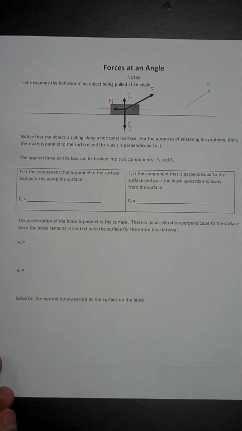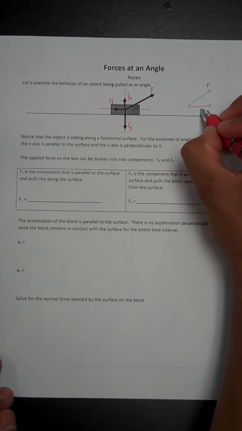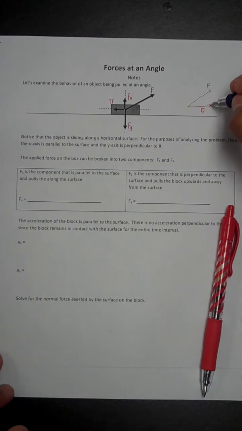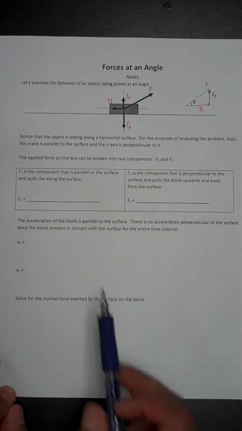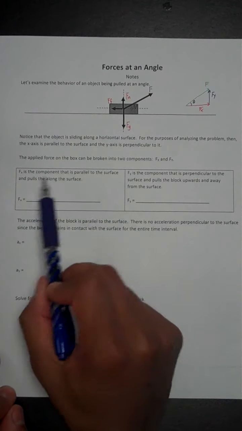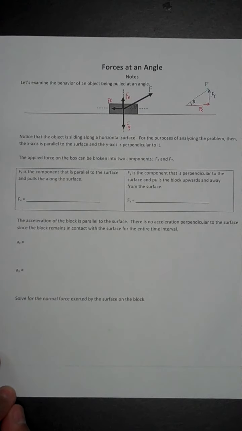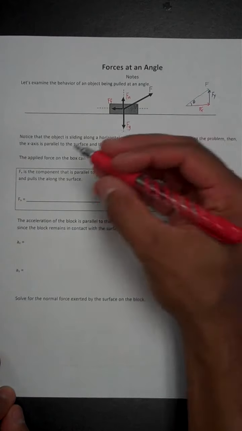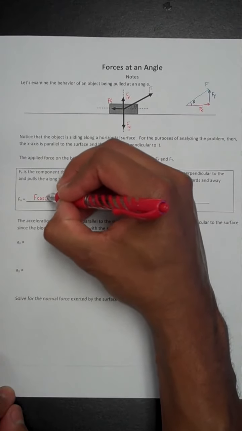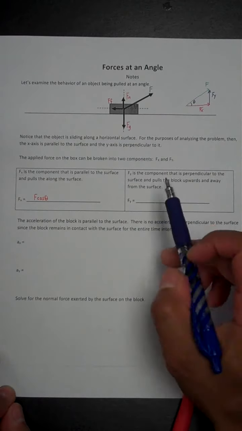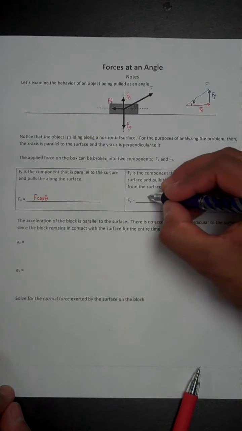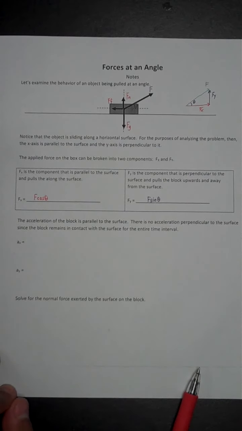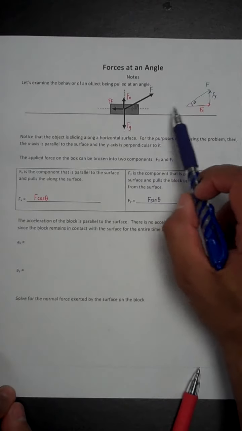I'm going to take my force F, and I'm going to break it into some force x in the horizontal direction and some force y in the vertical direction. Now, I said earlier that this angle was theta, so we're going to use that as our guide. And we're just going to do some basic trig here. The force x is the component that is parallel to the surface and pulls along the surface. So as we can see here, if we do some basic trig and we know F, then F sub x is going to be F cosine theta. And F sub y, or the force that is perpendicular to the surface and pulls the block upwards and away from the surface, is going to be F sine theta. So we know now, based on some basic trig functions, how this force is going to be broken up.